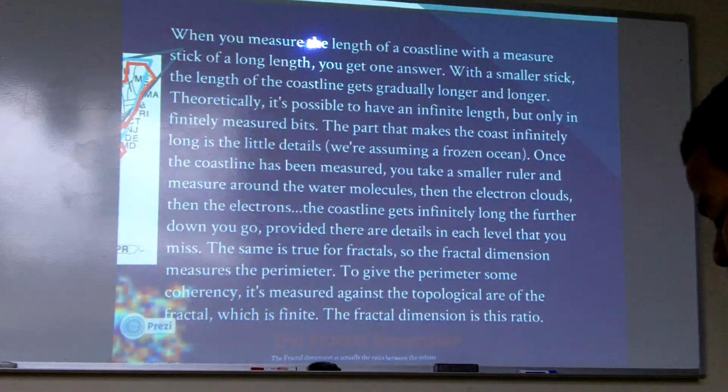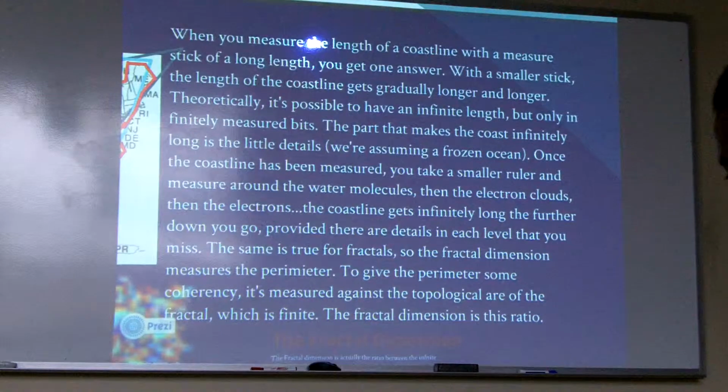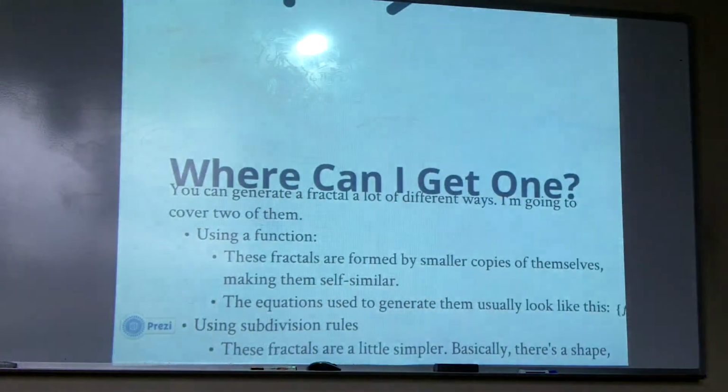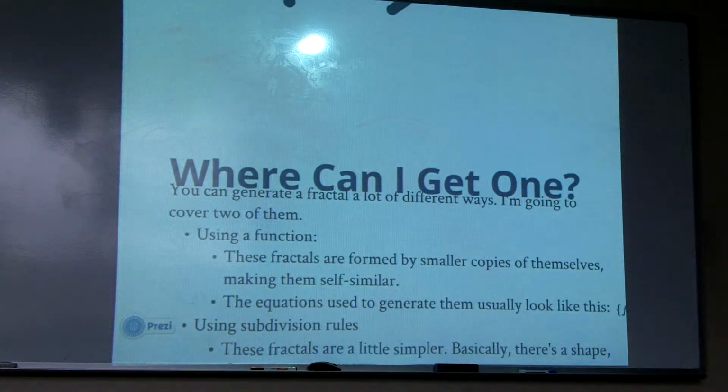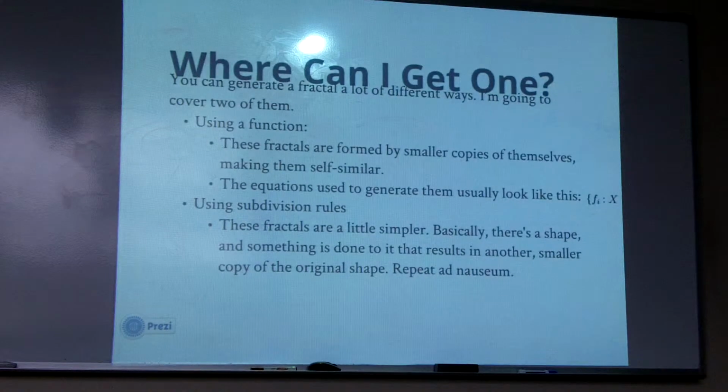To find its measurement, a fractal's measure in the fractal dimension, you take the length of the perimeter and divide it by the area of the fractal. And that ratio shows the length of the fractal. So there's a lot of different ways to get fractals. I'm going to explain two of them right now, using a function.